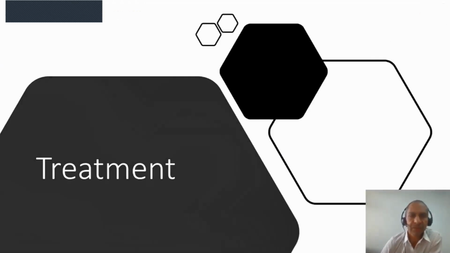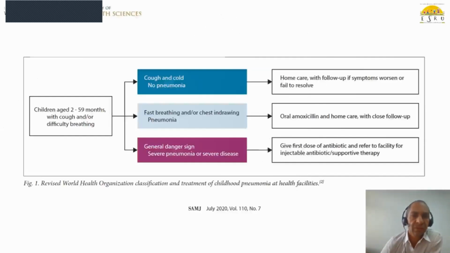Moving on to consider treatment, probably the most interesting and important aspect to many people who are listening to this talk. Let me give people an overview of what the general approach would be. Children under 2 months of age are all considered to have severe pneumonia and so therefore warrant inpatient care. Children above 2 months of age, if they have no fast breathing, can be managed at home with follow-up if symptoms worsen or they fail to resolve.